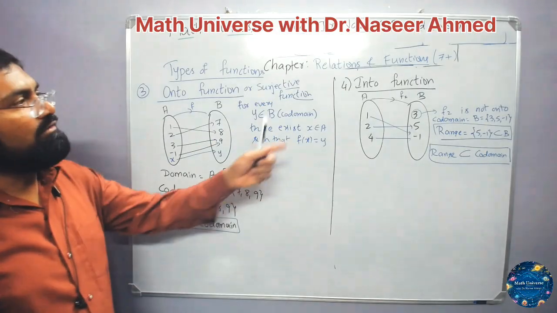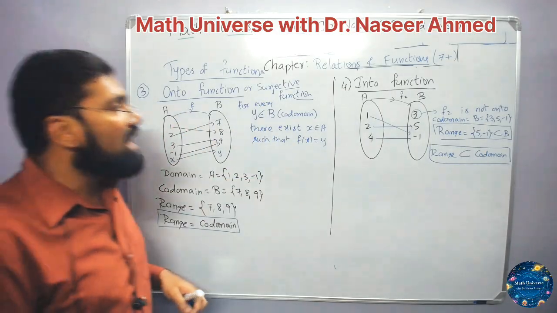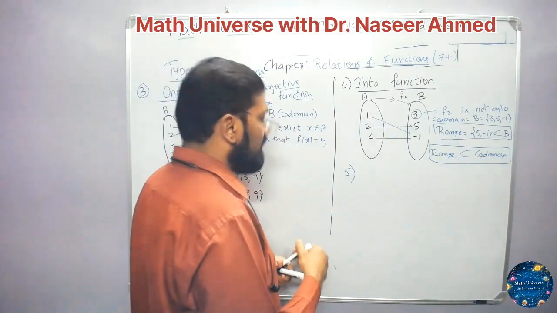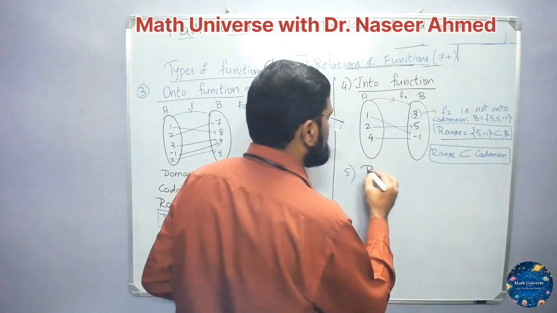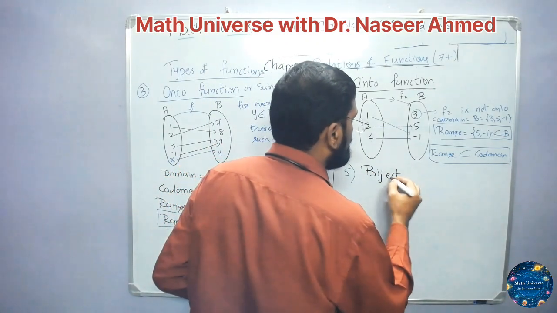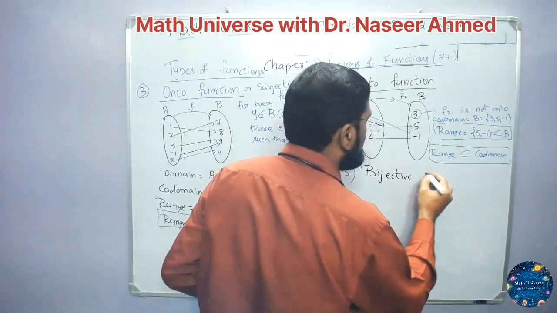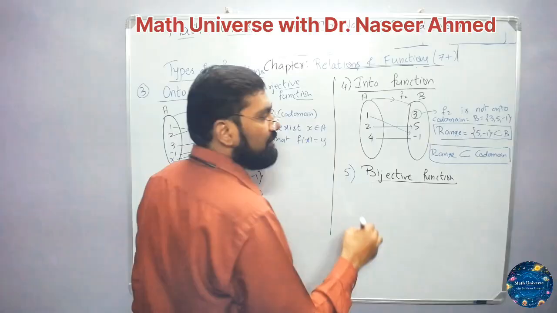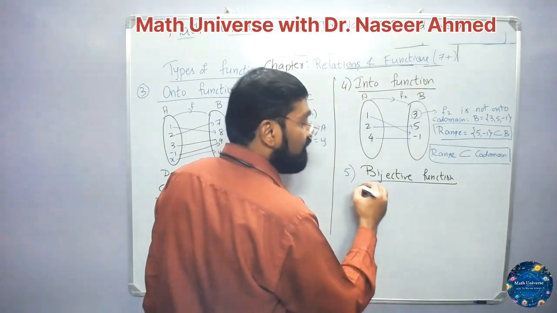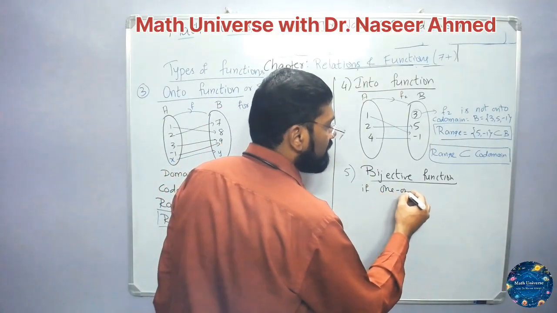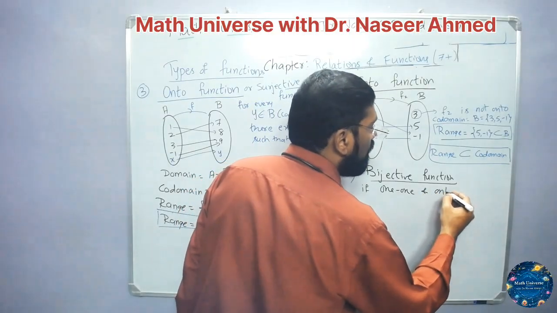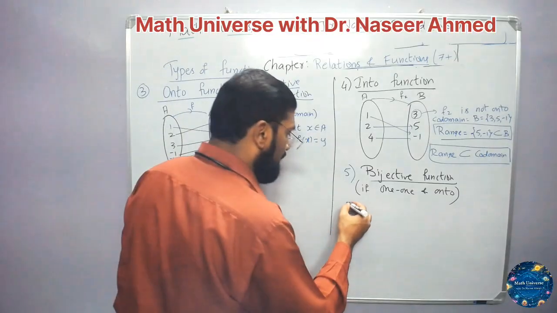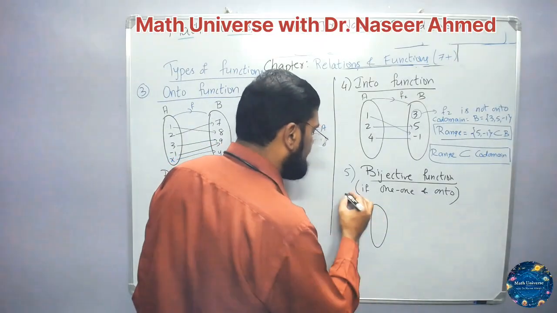We don't have any separate name for into the way we have for onto and one-one. The last type is the bijective function. What is a bijective function? Understand carefully. A function f is said to be bijective if it is both one-one and onto. Only then we say it is a bijective function.